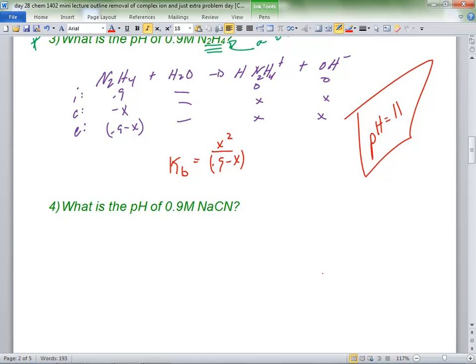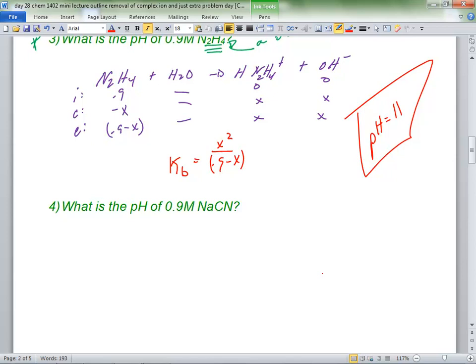What did you say it was? Strong base is NaOH. Strong bases are pretty much just group 1s with an OH. Those are the strong bases. That'd be a good trick question, right? With the pH of 0.9 molar NaOH. All right, number 4. Which type of reaction are you going to write? Is this going to be a basic or acidic solution?